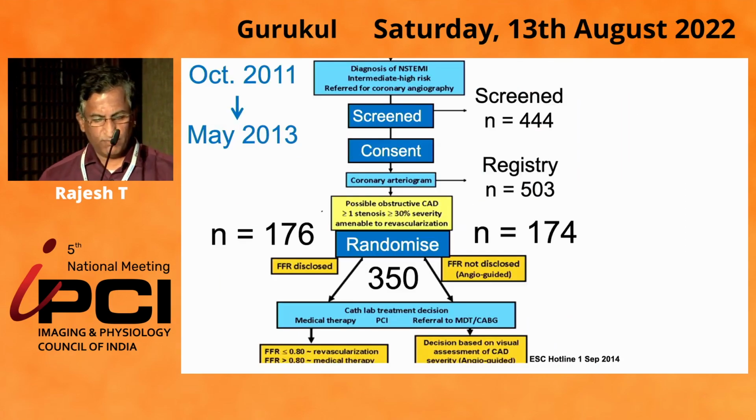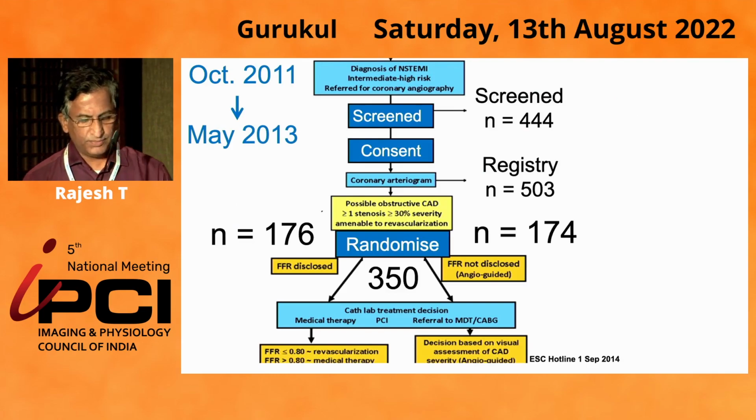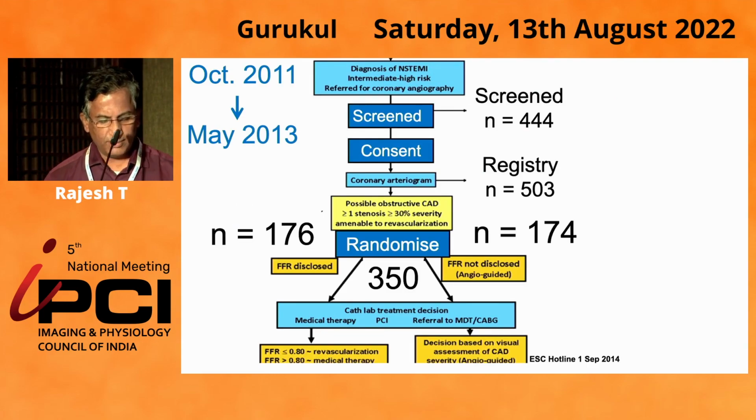This is the famous flowchart of the FAMOUS-NSTEMI trial, around 350 patients, 170 in the FFR-directed arm and 170 in the angio-guided arm. Patients had to have an angiogram and to have a more than 30% stenosis in the non-culprit vessels to be randomized in this trial. In one arm, they used FFR to guide revascularization. In the other arm, they used angiographic guidance.